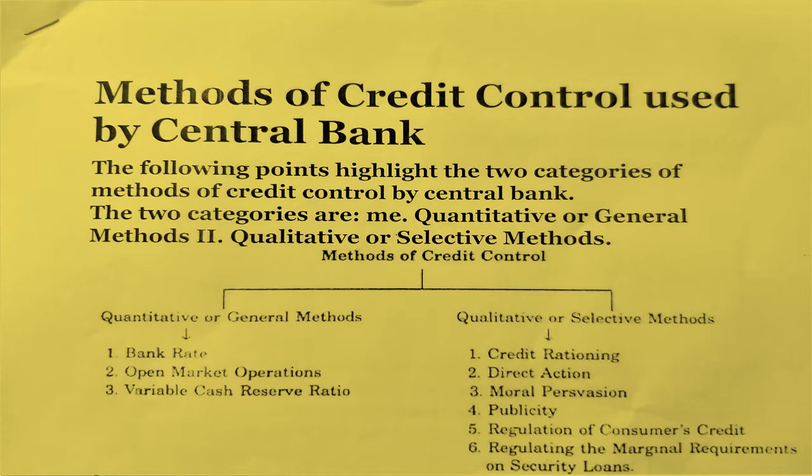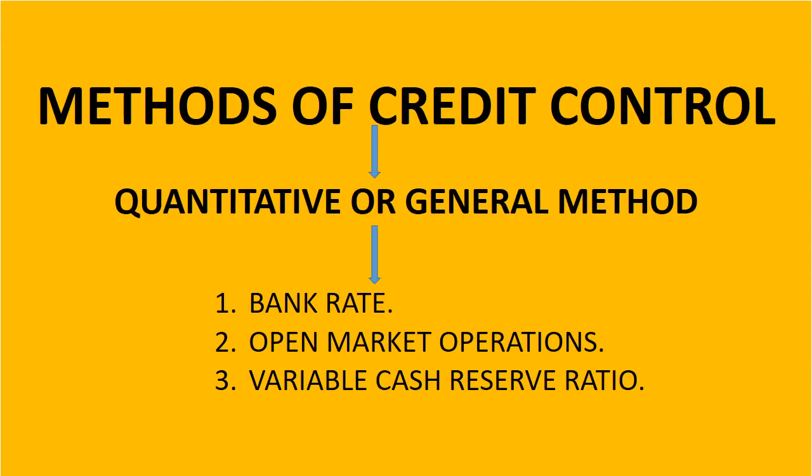And second, under qualitative or selective methods, we are going to learn about credit rationing, second direct action, third moral persuasion, fourth publicity, fifth regulation of consumers credit, and sixth regulating the marginal requirements on security loans. Controls are designed to regulate the volume of credit created by the banking system.